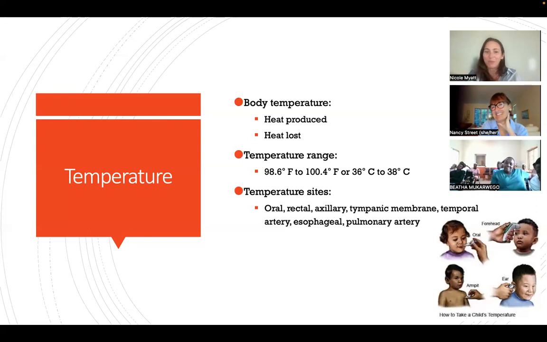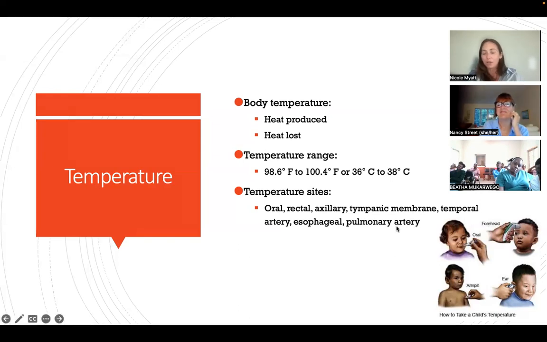Okay, I'll keep going. So what are the temperature sites? We can get a temperature orally, rectally, axillary, under the armpit. You can do the tympanic membrane. You can see that here, this forehead, temporal artery, esophageal. Oftentimes, if somebody has a breathing tube in, then we can put in an esophageal probe. Certainly, we wouldn't do that on someone who is awake and doesn't have a breathing tube. That wouldn't be very nice.